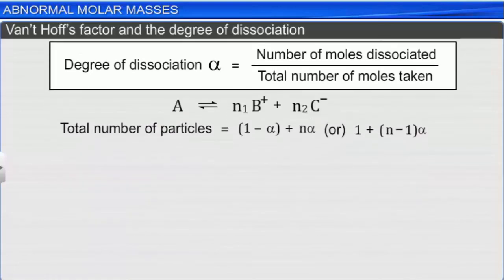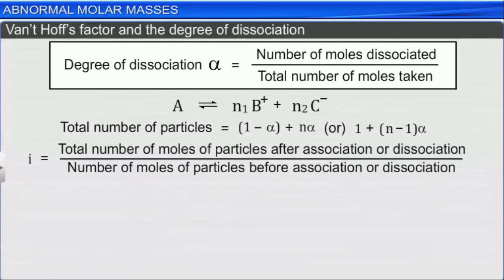Substituting the values of the number of particles in the relation, i is equal to total number of moles of particles after association or dissociation divided by number of moles of particles before association or dissociation. We get i is equal to 1 plus (n minus 1) alpha, divided by 1. On rearranging, we get alpha is equal to (i minus 1) divided by (n minus 1). Knowing the value of i from the colligative property measurements, the degree of dissociation alpha can be calculated.